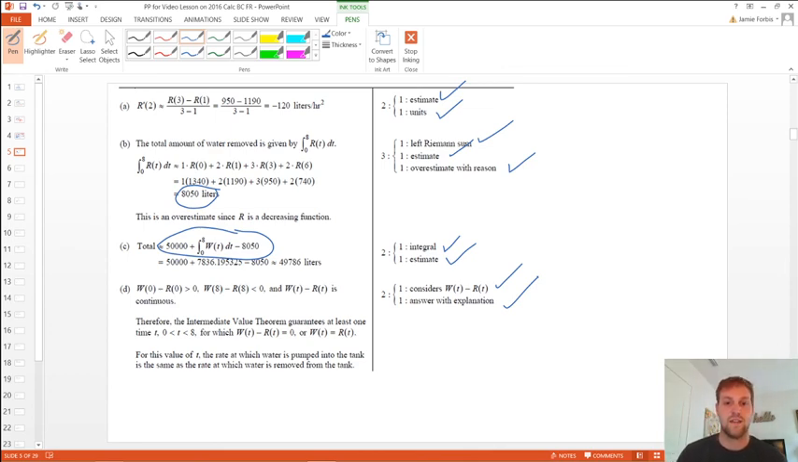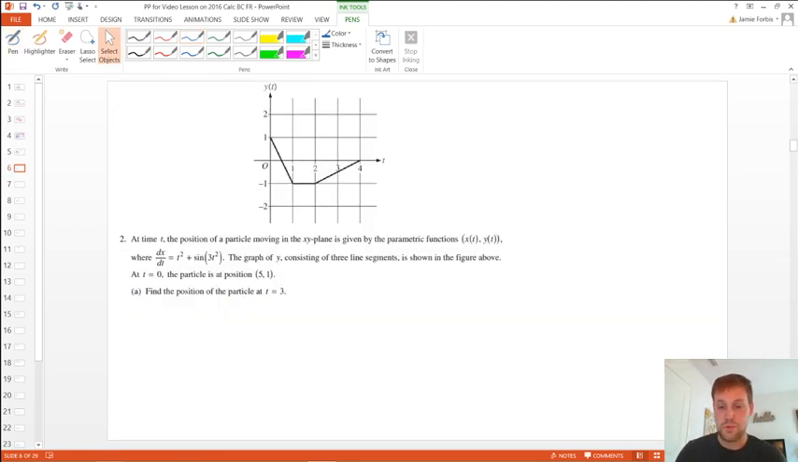But I would assume that for answer with explanation, you have to have the intermediate value theorem thrown in there somewhere. So they might have been a little lenient on that. But there you have it. That was number 1. Let's move on to number 2.